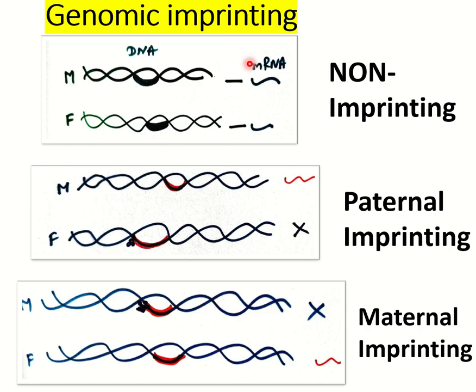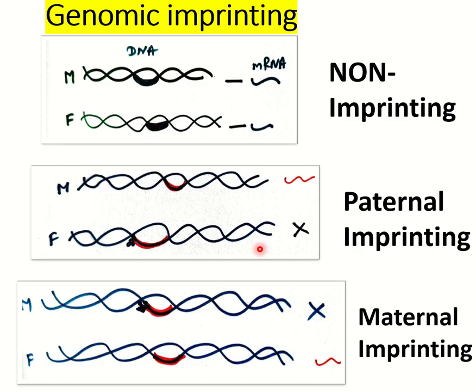Now both the genes produce mRNA, which will finally contribute to protein formation. So that means both maternal and paternal alleles are active, and they equally contribute to protein production, and that is called non-imprinting, otherwise biallelic expression. Both the alleles of a particular gene are active.